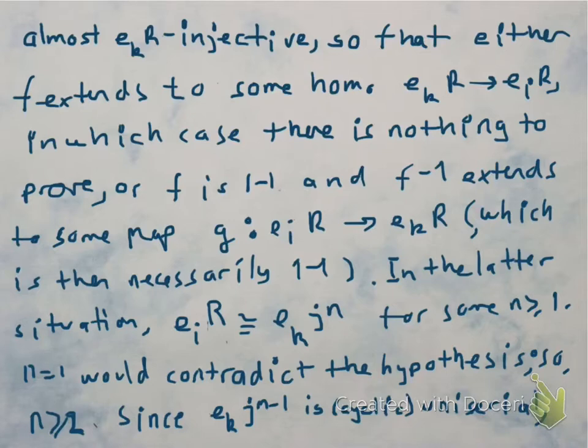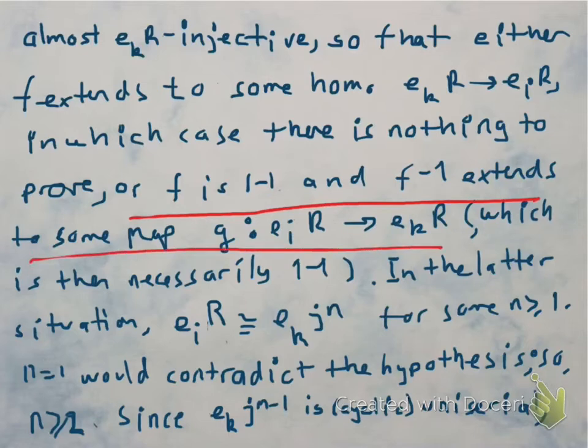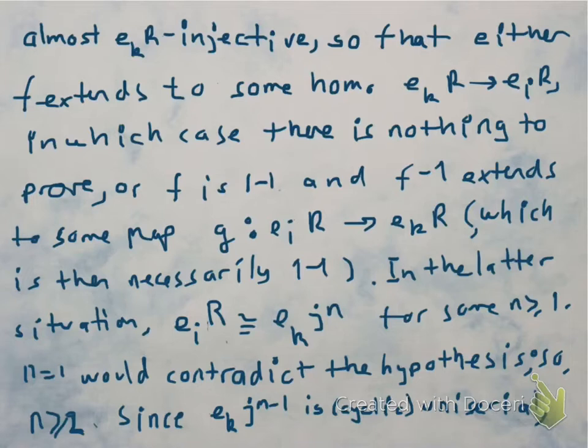So if it is the former case, namely this one, there's nothing to prove. But if it is the latter one, namely when F is one-to-one and F inverse extends to such a map, then this map sets an isomorphism between EIR and some term in the composition series of the EKR. And remember, because of the uniseriality and Artinianity, all submodules of EKR are in the form EKJ to the n, where n ranges from 0 to whatever number.